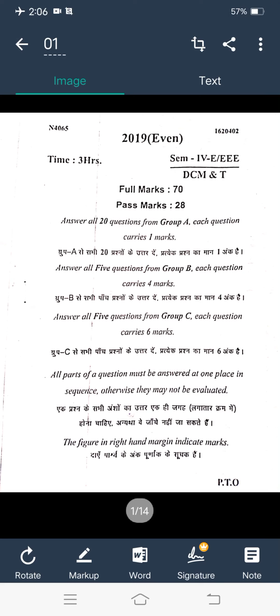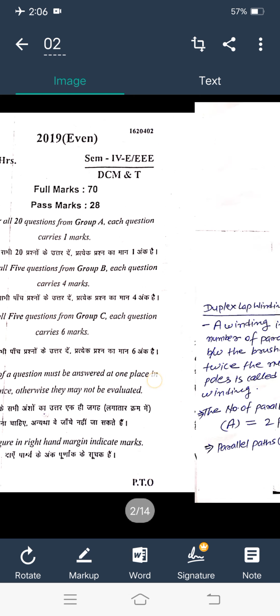Here I will discuss the previous year question paper 2019 for the subject of DC machine and transformer.